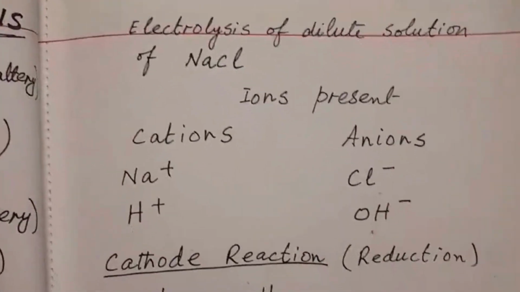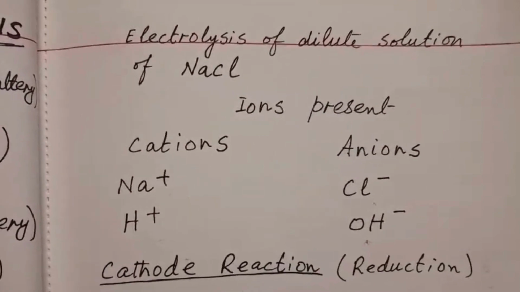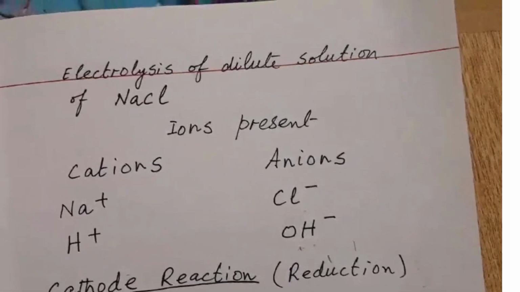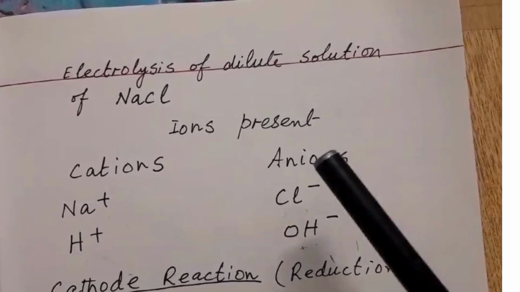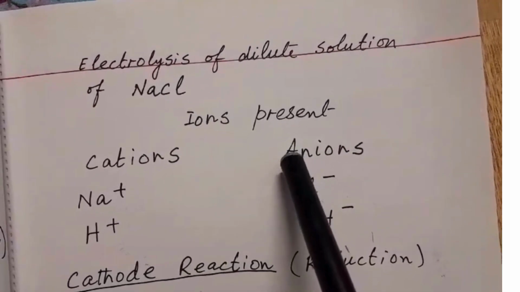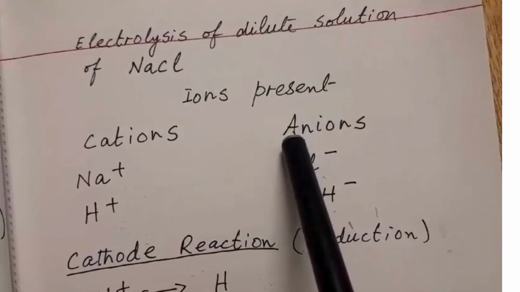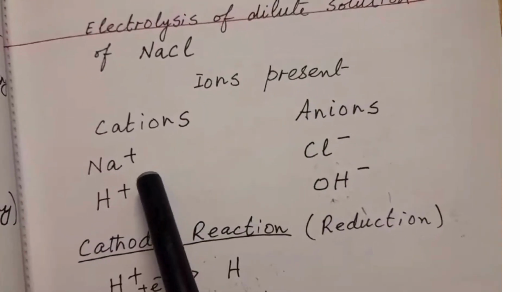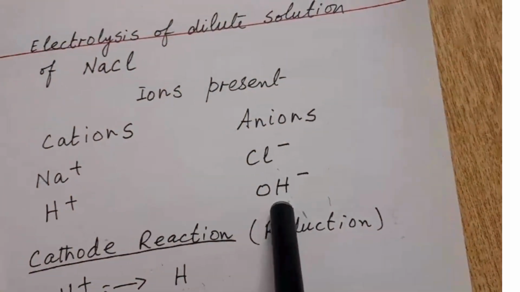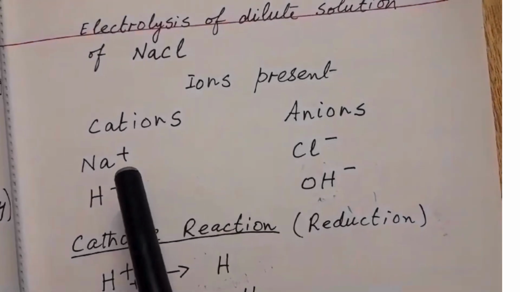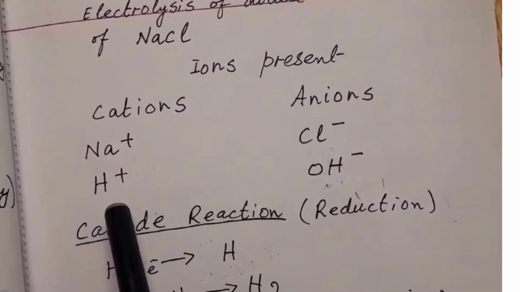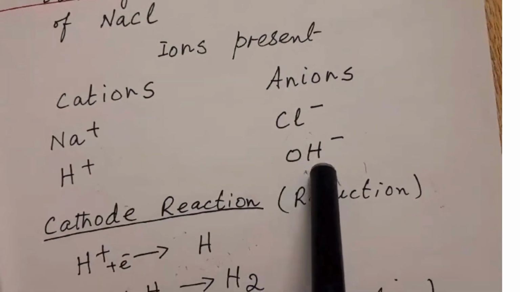We can understand the selective discharge of the ions through the electrolysis of dilute solution. So here we have the example of electrolysis of a dilute solution of NaCl, sodium chloride. The ions present: cations are Na+ and H+, and anions are Cl- and OH-. The sodium chloride splits into Na+ and Cl-, and water also splits into H+ and OH-.